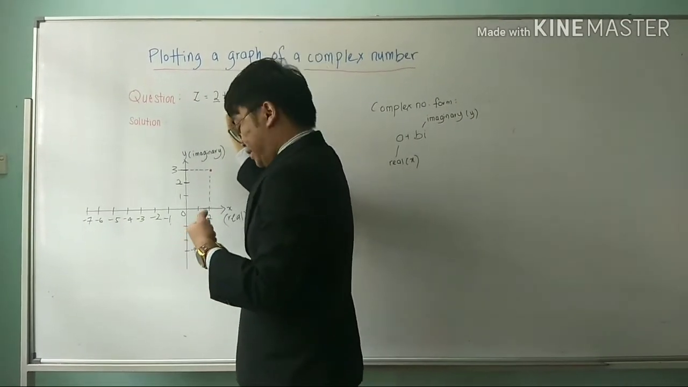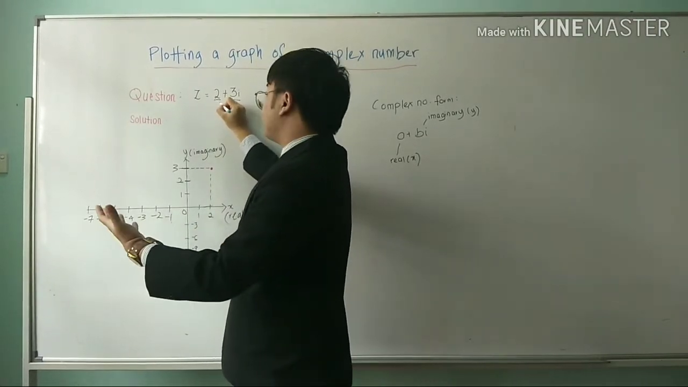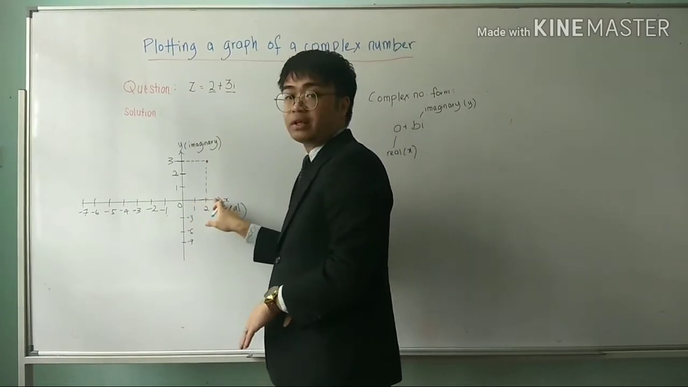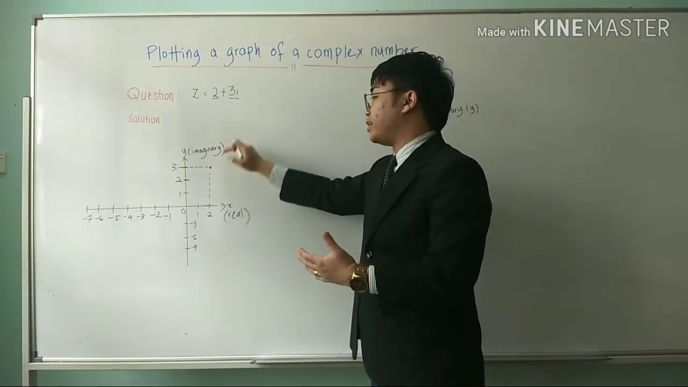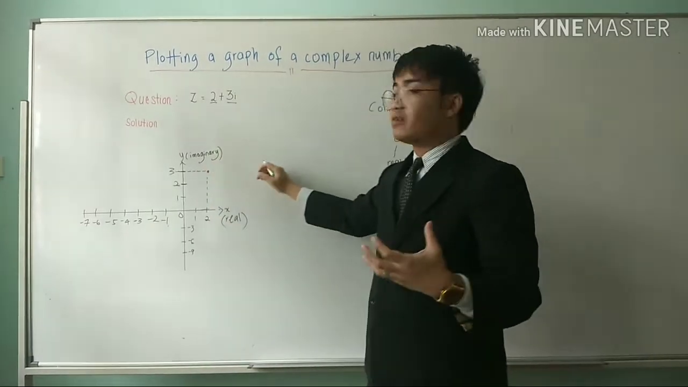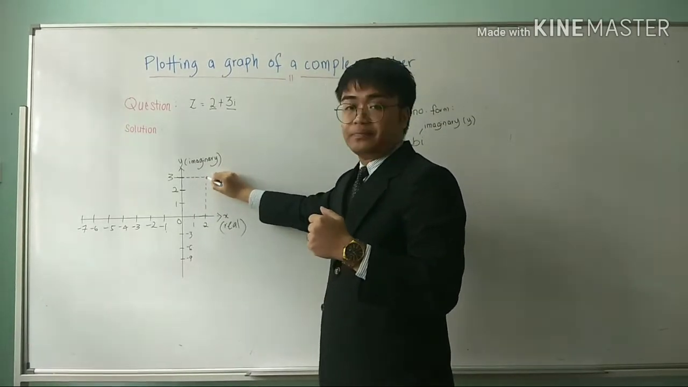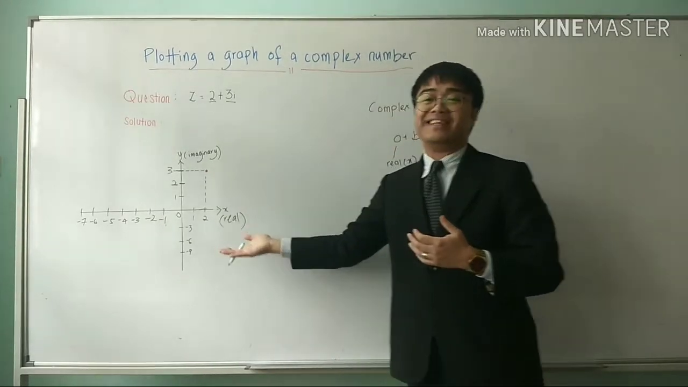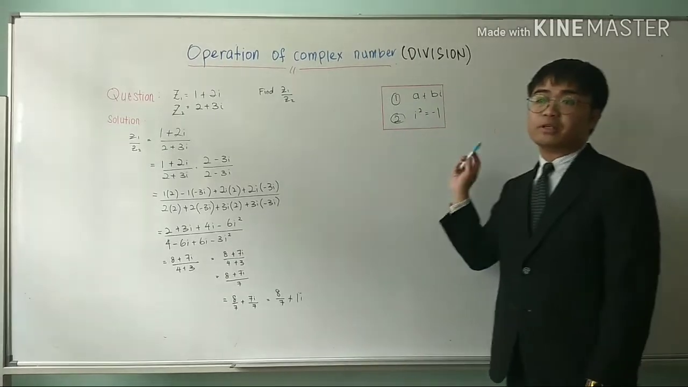Okay, sorry about that. The number 2, which is the real number, should be on the x-axis, so you plot it over here. Then the imaginary number, which is 3i, you plot it here. Once you get the numbers from the question and plot them, you will get this. The next lesson for today is the operation of complex numbers for division.